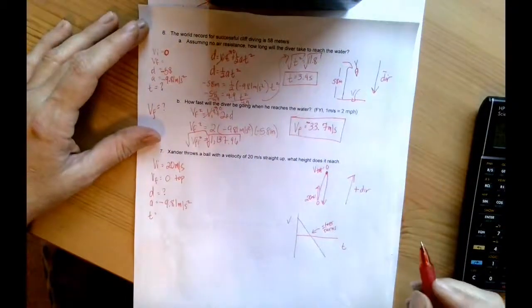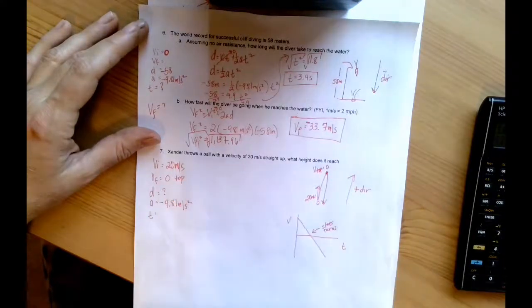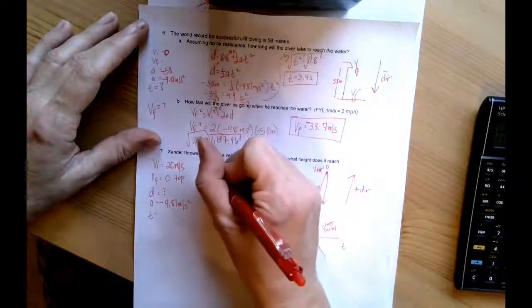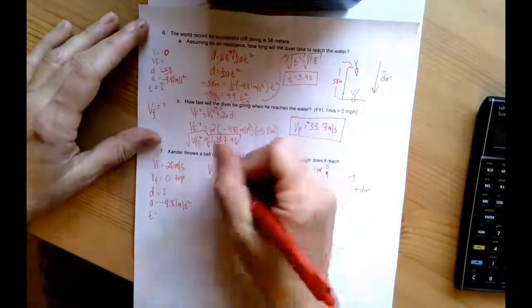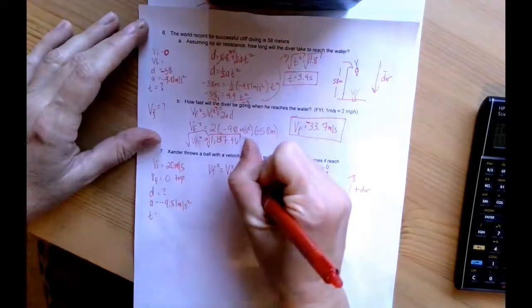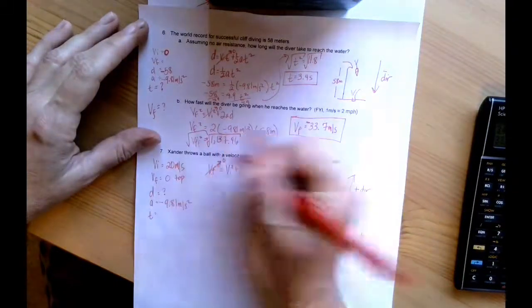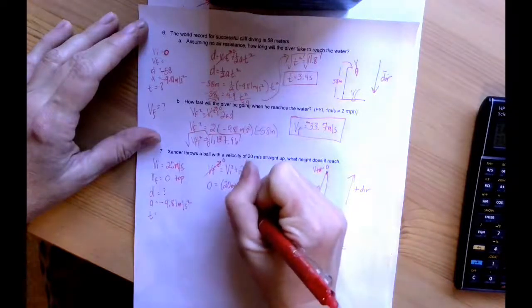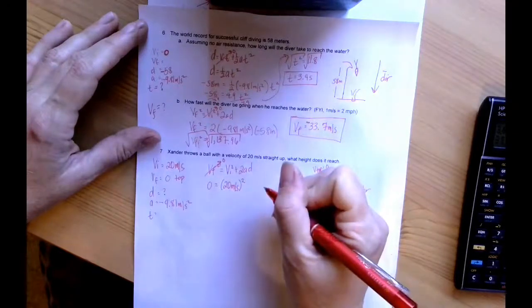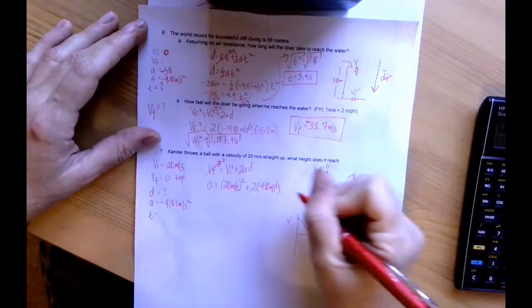All right, here we go. So I have my 3 pieces of data and my unknown, so I need to pick a formula. I'm going to pick the formula that doesn't have time in it. VF squared equals VI squared plus 2AD. I'm just checking my key to make sure I'm not making some dumb mistake. This is 0 because it's 0 at the top. So 0 equals 20 meters per second. Don't forget to square it. Plus 2 times negative 9.81 times D.